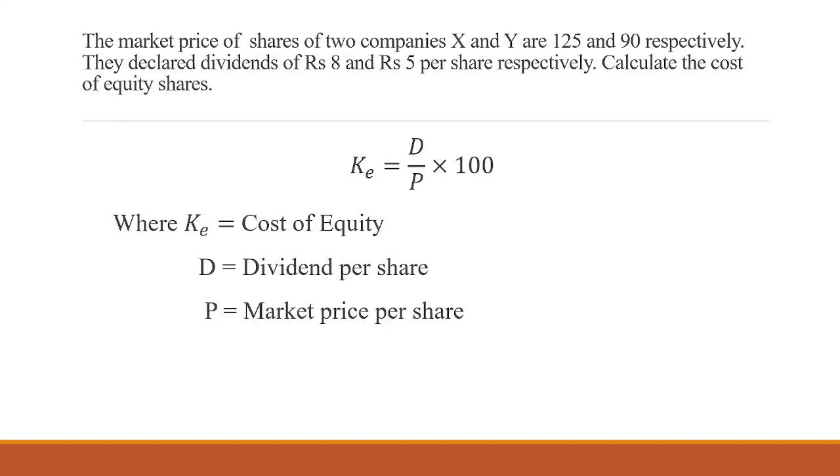So now we will calculate the cost of equity of the companies. The market price of shares of two companies X and Y are 125 and 90 respectively. They declare dividends of rupees 8 and rupees 5 per share respectively. Calculate the cost of equity shares. In this case, we have to calculate the cost of equity shares under the dividend yield method. So cost of equity is equal to dividend divided by market price per share into 100. So KE is equal to D divided by P into 100, where KE is the cost of equity, D is the dividend per share, and P is the market price per share.